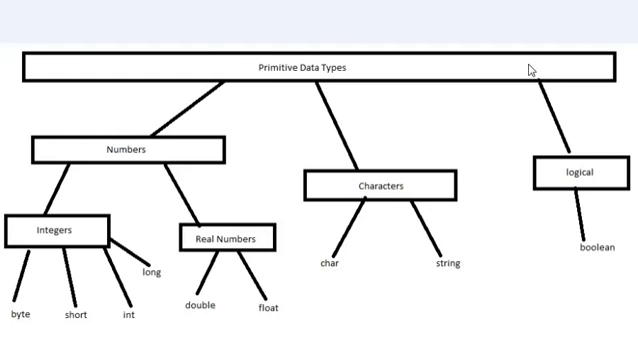So take a look at this chart. Make sure you remember all of this. We're going to be working with these data types coming up in the next tutorials.